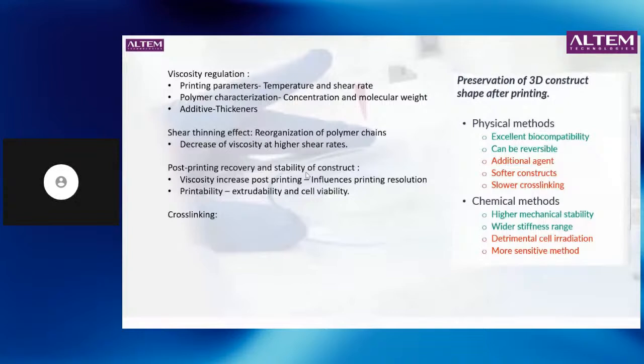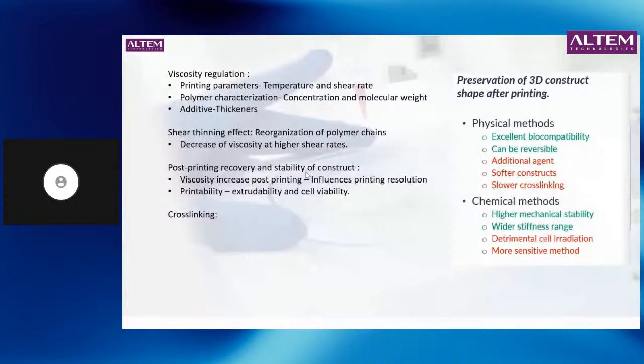Physical methods would be good in terms of excellent biocompatibility. Physical methods, that is if you have a good amount of pressure being added when you're printing it, or light which is being added, then there are chances that you can reverse it. Say if I have used some amount of material, it has gone through some physical changes, I can also reverse it back to its original state, which can avoid wastage of materials. Then use of additional agents, then you have maybe softer constructs, or slower cross linking. These are a few things that might be disadvantages of using the physical methods.